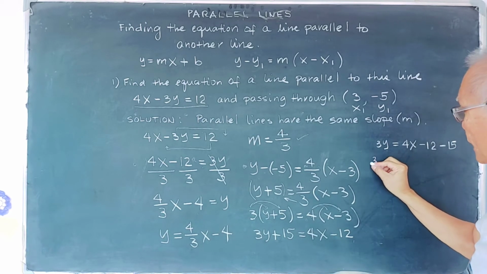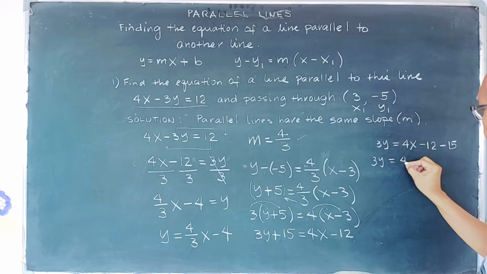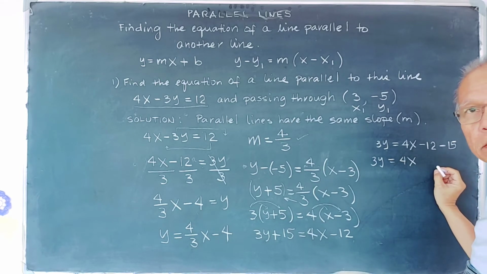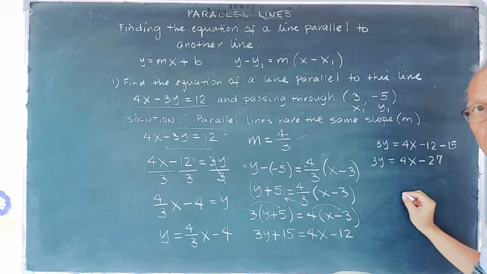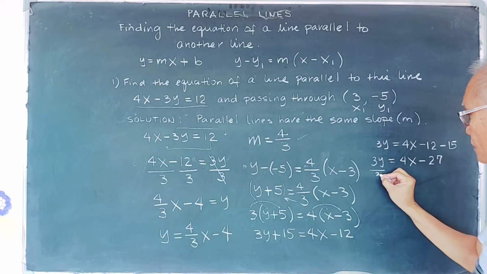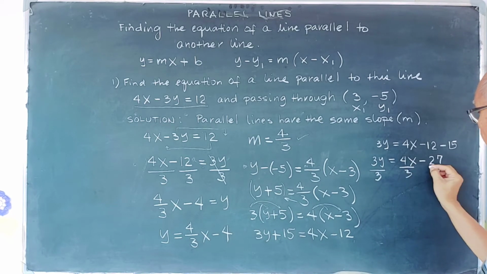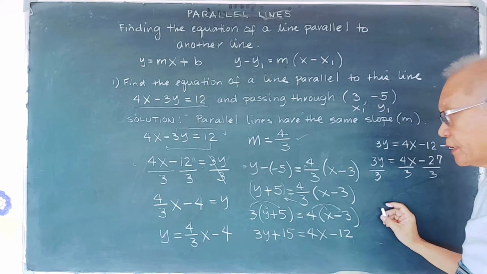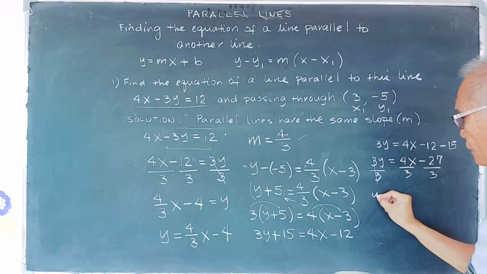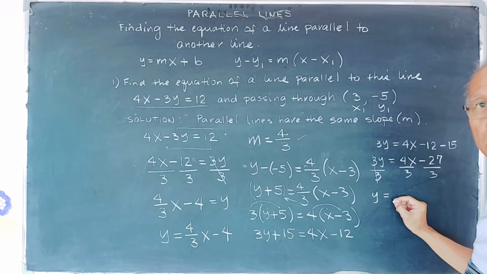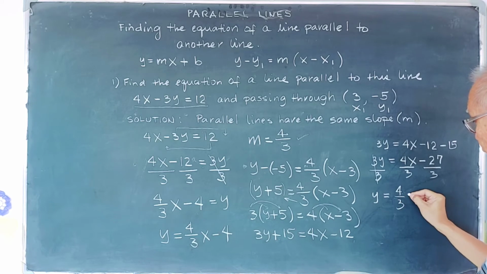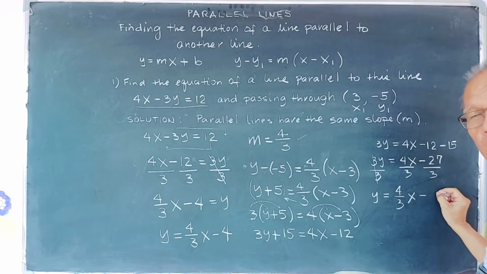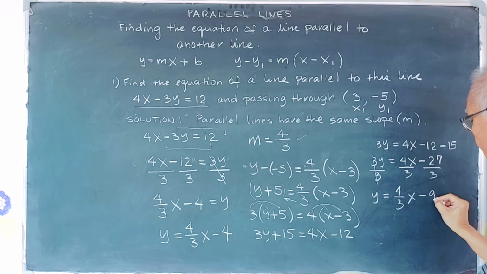And then we have 3y is equal to 4x, and then we add. So we have negative 27. We remove the 3 here, so it will be just y. So we divide this by 3, we divide this by 3, we divide this by 3. So cancel. And finally, we have our linear equation for the second line, which is 4 over 3x, and then minus, and 27 over 3 is 9.